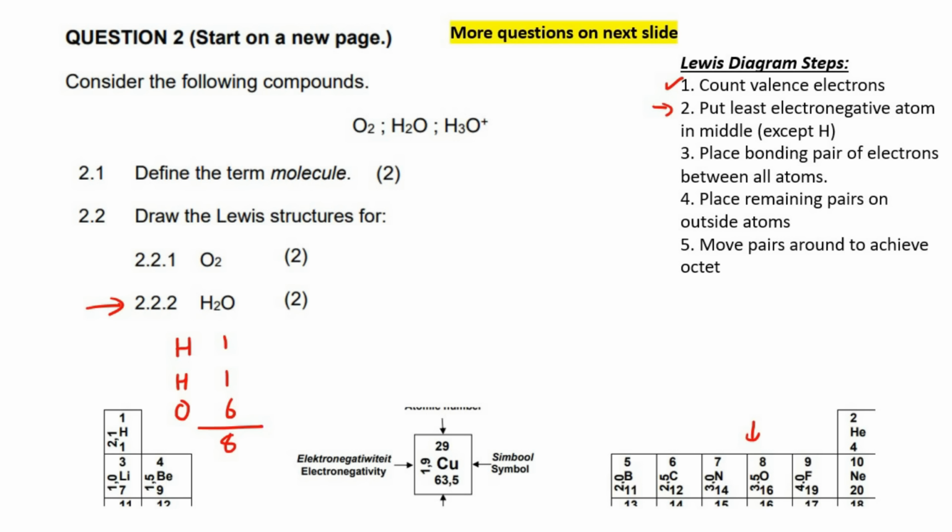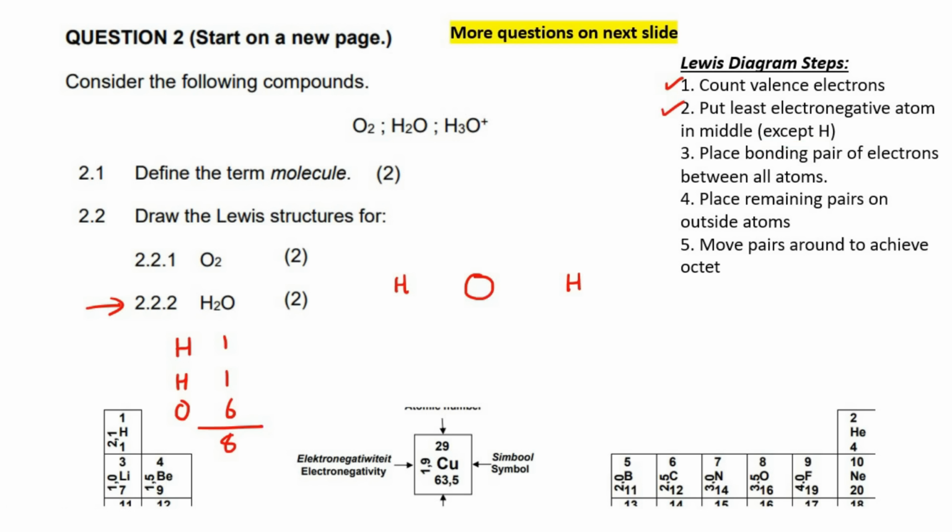Number 2, put the least electronegative atom in the middle. So we're going to put oxygen in the middle, and then hydrogens on the side. The reason is that we normally put the least electronegative atom in the middle. Now, hydrogen has an electronegativity of 2.1. Oxygen is 3.5. So technically, hydrogen has to go in the middle. But the rule says, except hydrogen. So when there's hydrogen, put them on the outside.